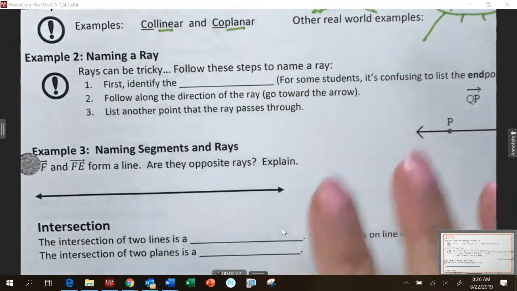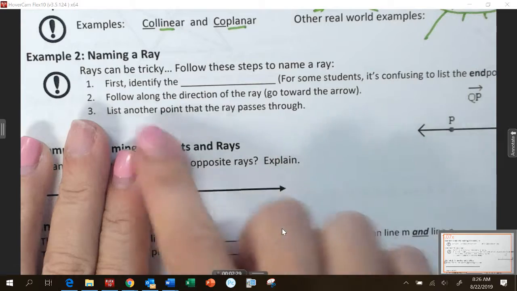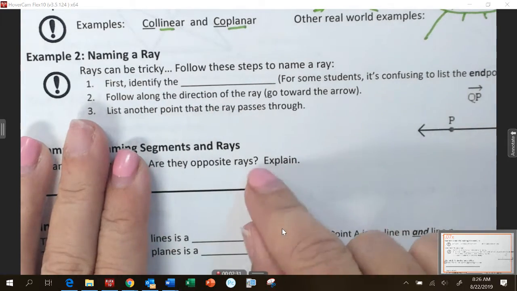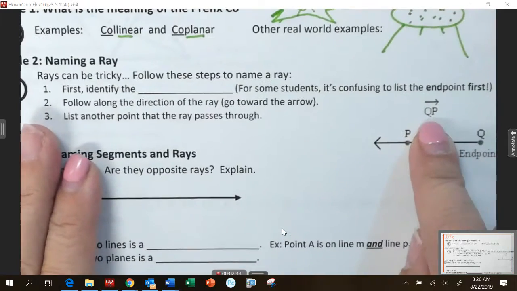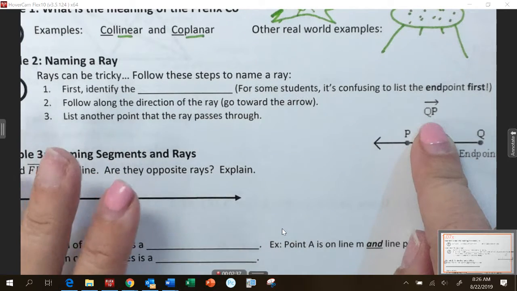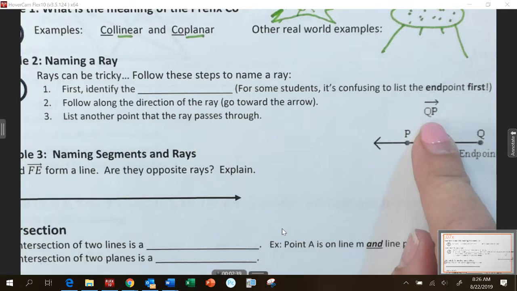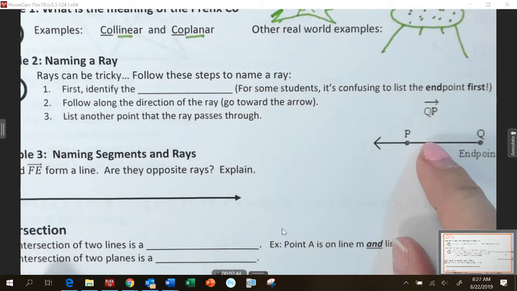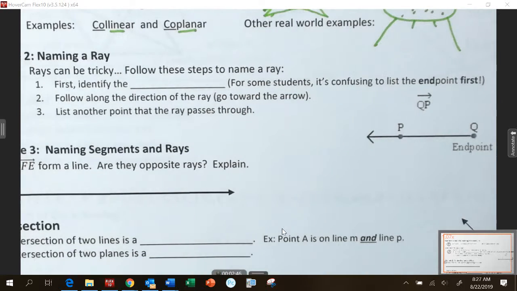And then the last thing is just reviewing rays. When we name rays, that could be tricky. Remember, we have to first identify what part of the ray comes first. What part of the ray comes first? The end point. And that's weird because it's the end, but you list it first. But it's the end point. The end point comes first.